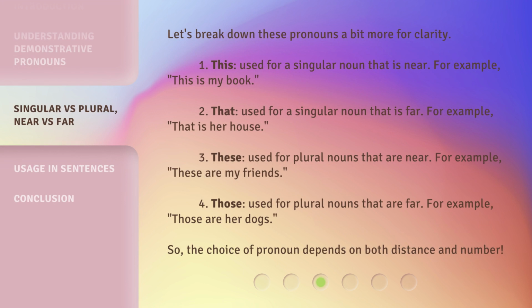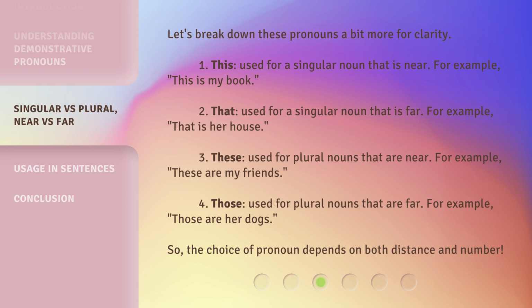Let's break down these pronouns a bit more for clarity. 1. This, used for a singular noun that is near. For example, this is my book. 2. That, used for a singular noun that is far. For example, that is her house.